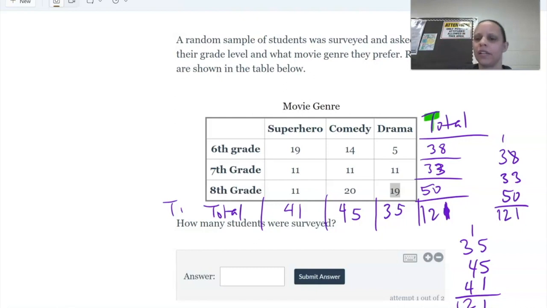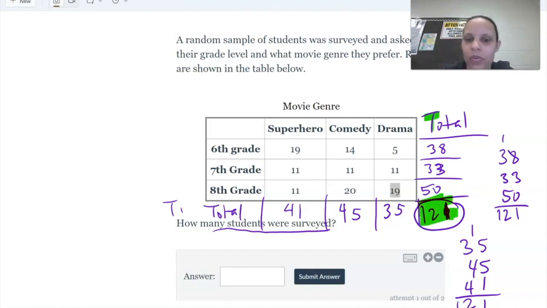So just be careful when you're adding your totals. Obviously, you use a calculator if you're allowed to use a calculator. All right, now that you have your totals, you can answer any questions. How many students were surveyed? So how many total students were surveyed? 121. And I'm going to answer all the questions in this one question because I don't feel like adding all those numbers up again.